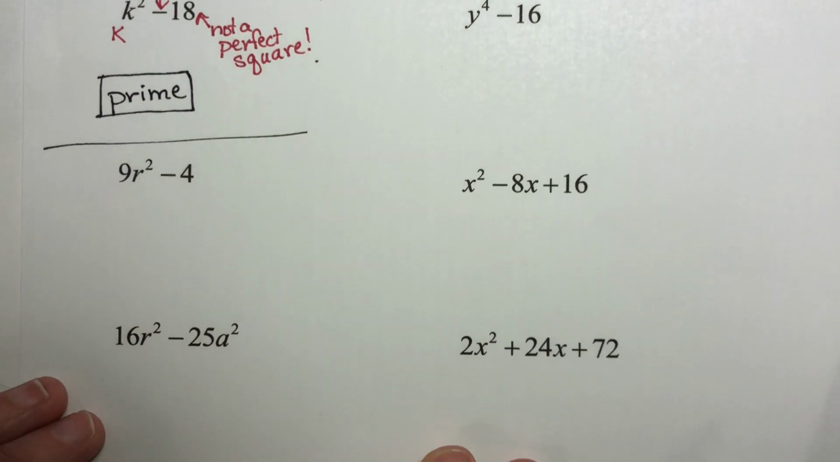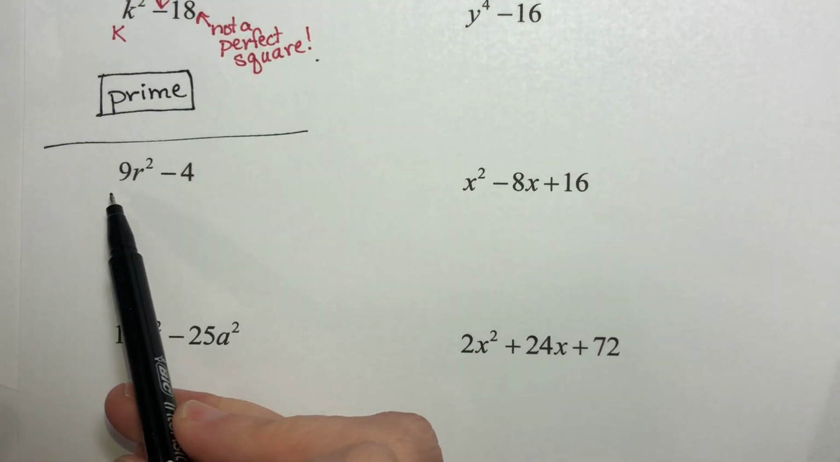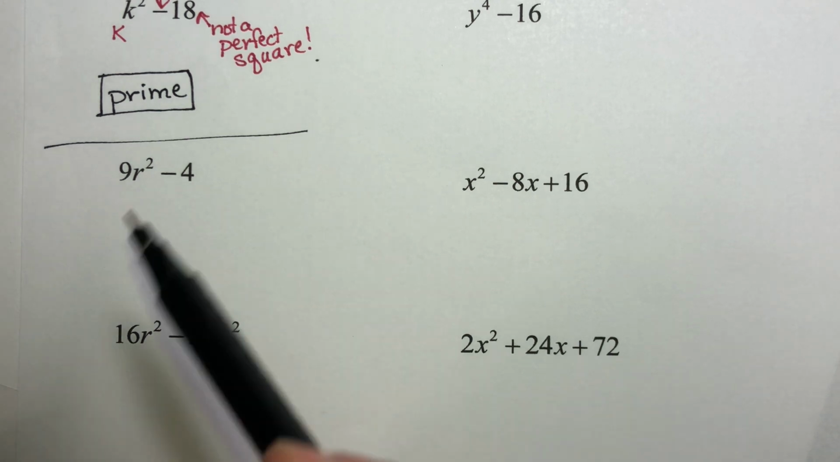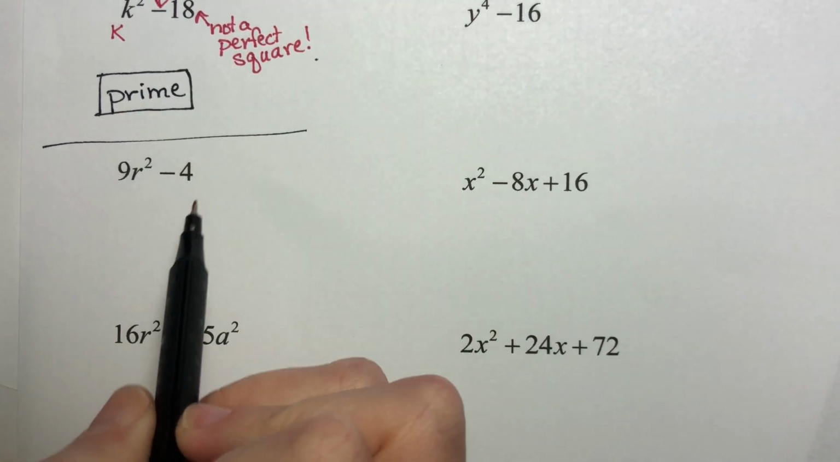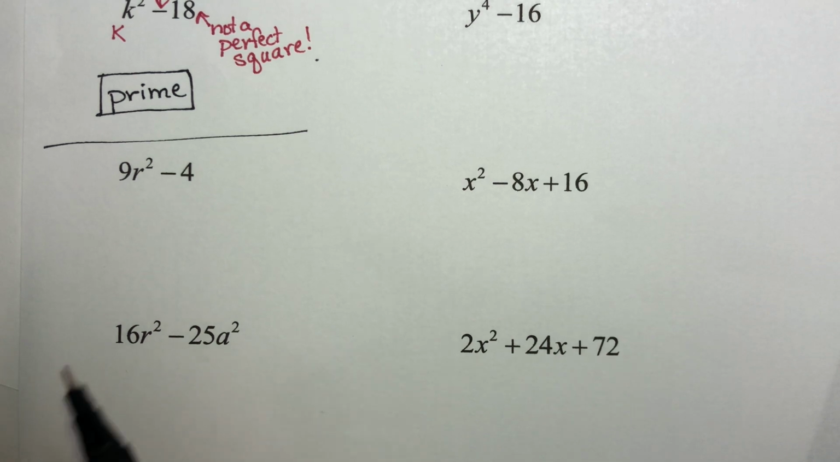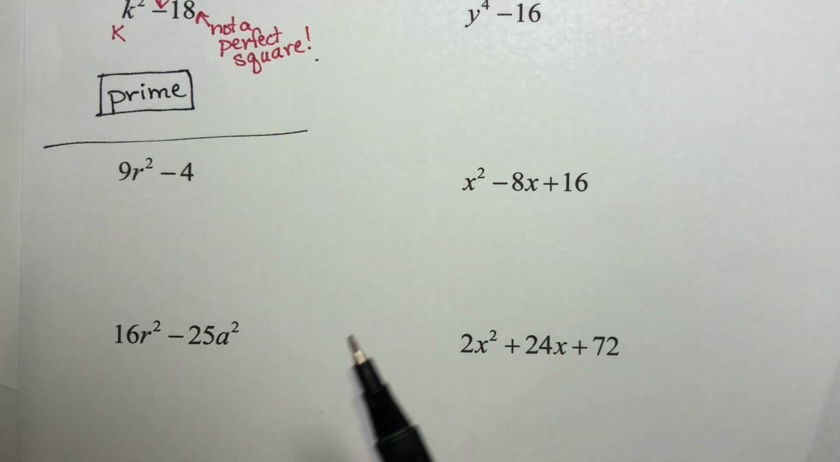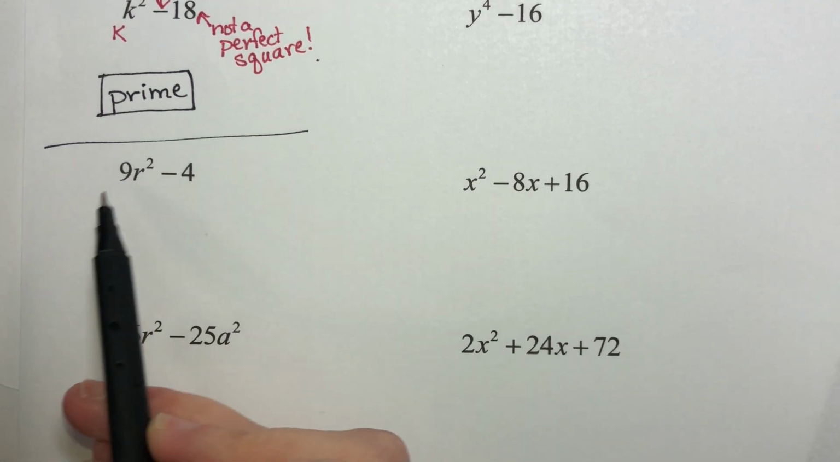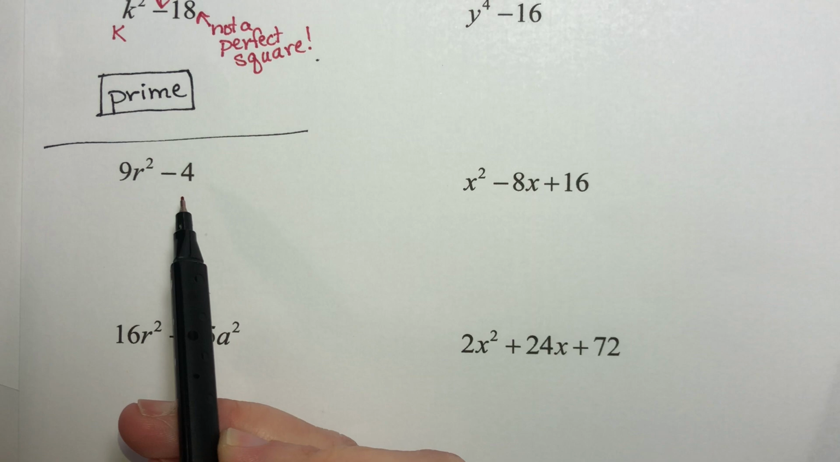Okay, so let's look at this one. 9r squared minus 4. So what we're looking at here is we have a binomial, and if you get ahead of yourself, you already see that you have perfect squares. But you always want to remember to check for GCF first. Is there anything that divides evenly into both of these? And the answer is no.